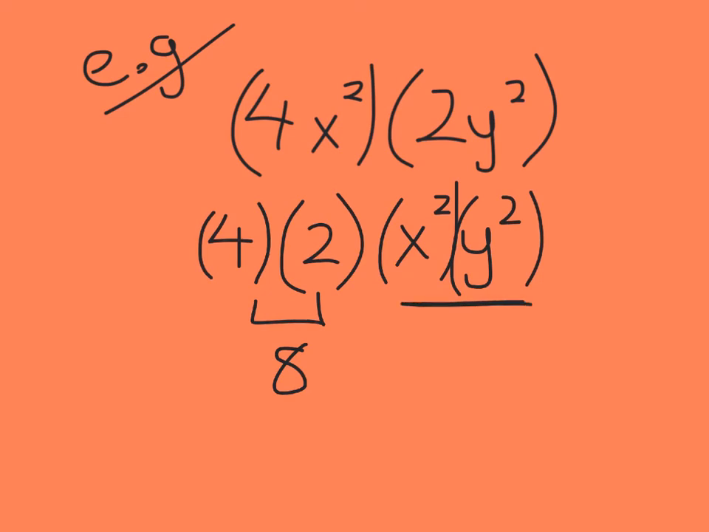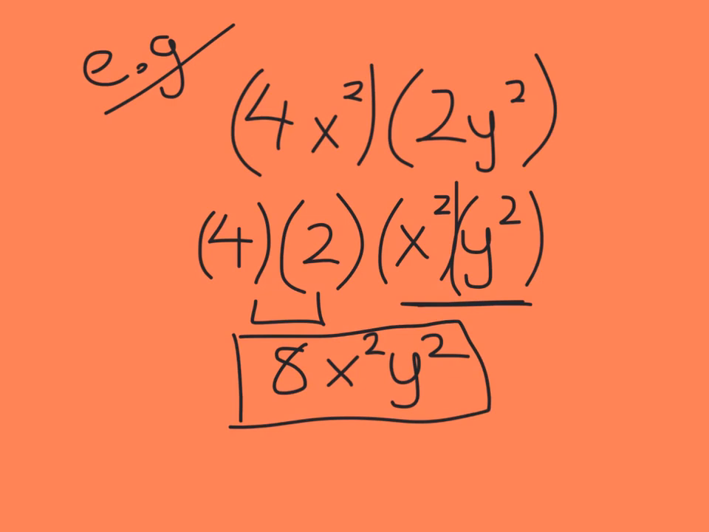What about this part? Well, remember from the first part of the last video, we said that when you're multiplying two variables that are not the same, we just put them down as normal beside each other. So we have x squared and y squared. And that's our final answer. We can't simplify that anymore.